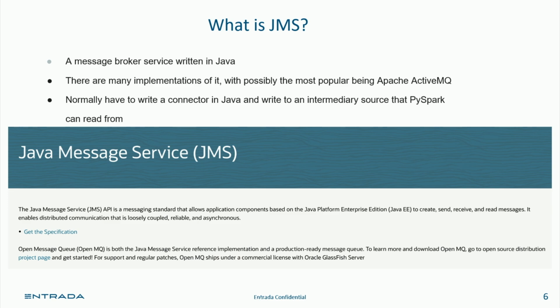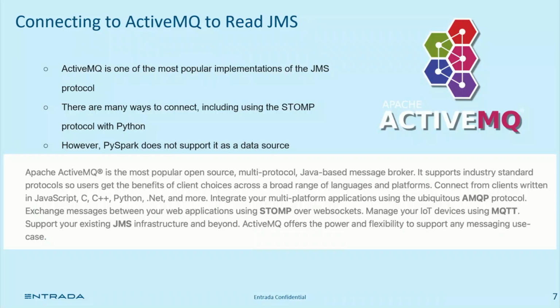And there are a few protocols that can read from JMS, a few message brokers, and the most popular is Apache ActiveMQ, maintained by the Apache Software Foundation, so it's open source. But ActiveMQ is not a supported data source in PySpark. So if you want to read JMS with ActiveMQ, you can't.